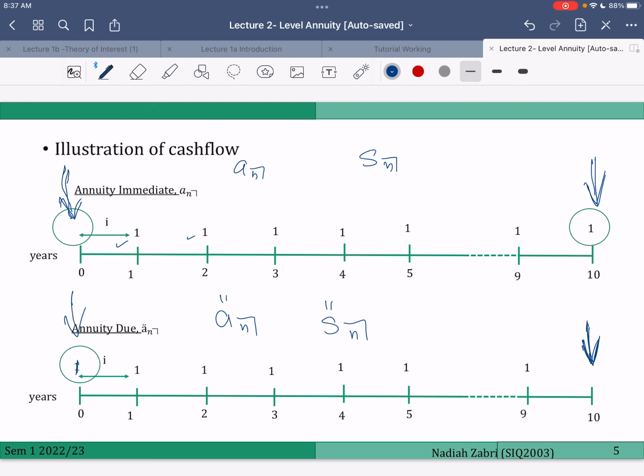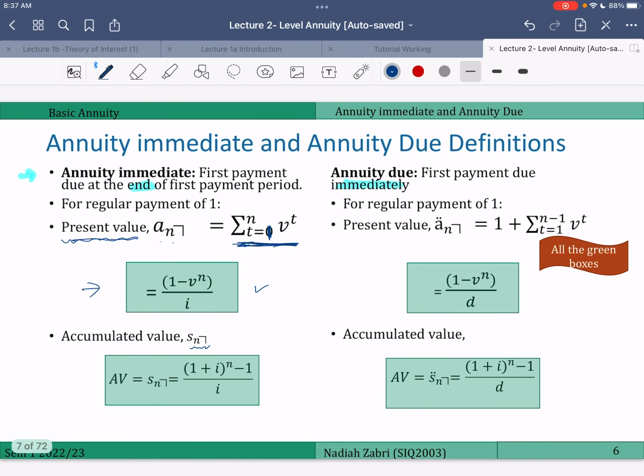Okay, now what is the formula for S angle n? It will be 1 plus i to the power of n minus 1 over i. So if you notice, v to the power of n is PVF, as this one, 1 plus i to the power of n is AVF. I hope you recognize this. Hopefully by recognizing that, you can remember this formula easier.